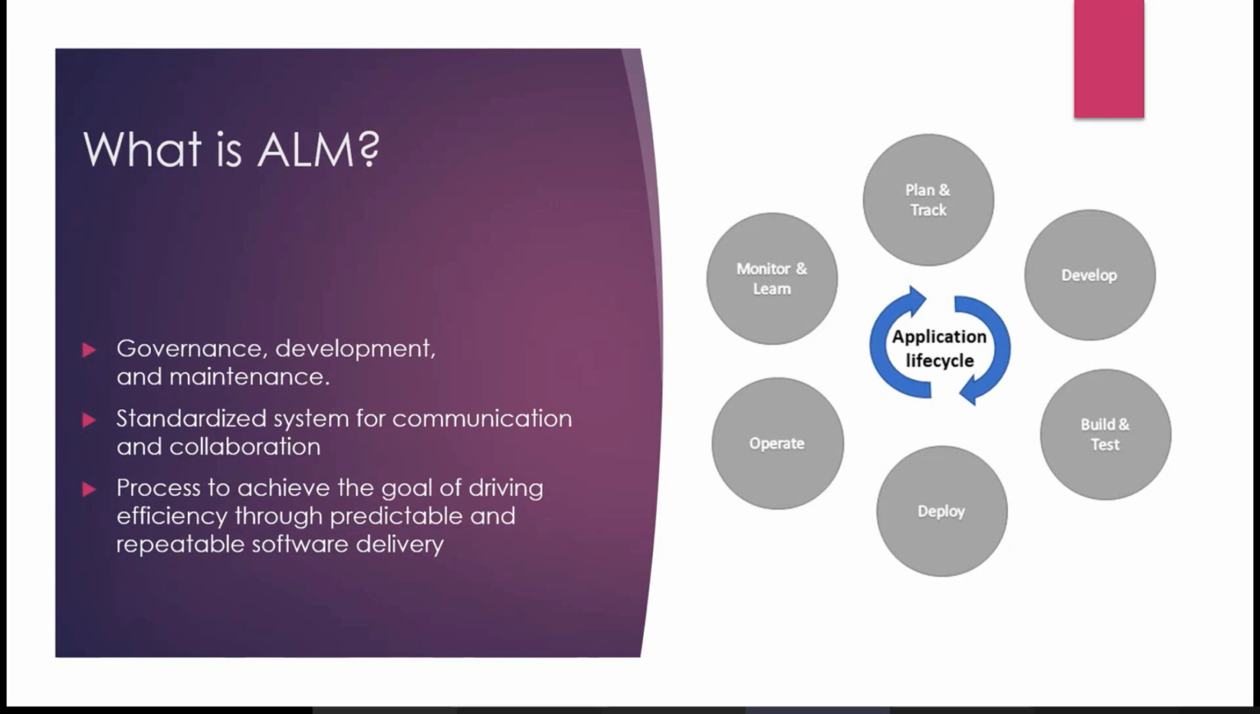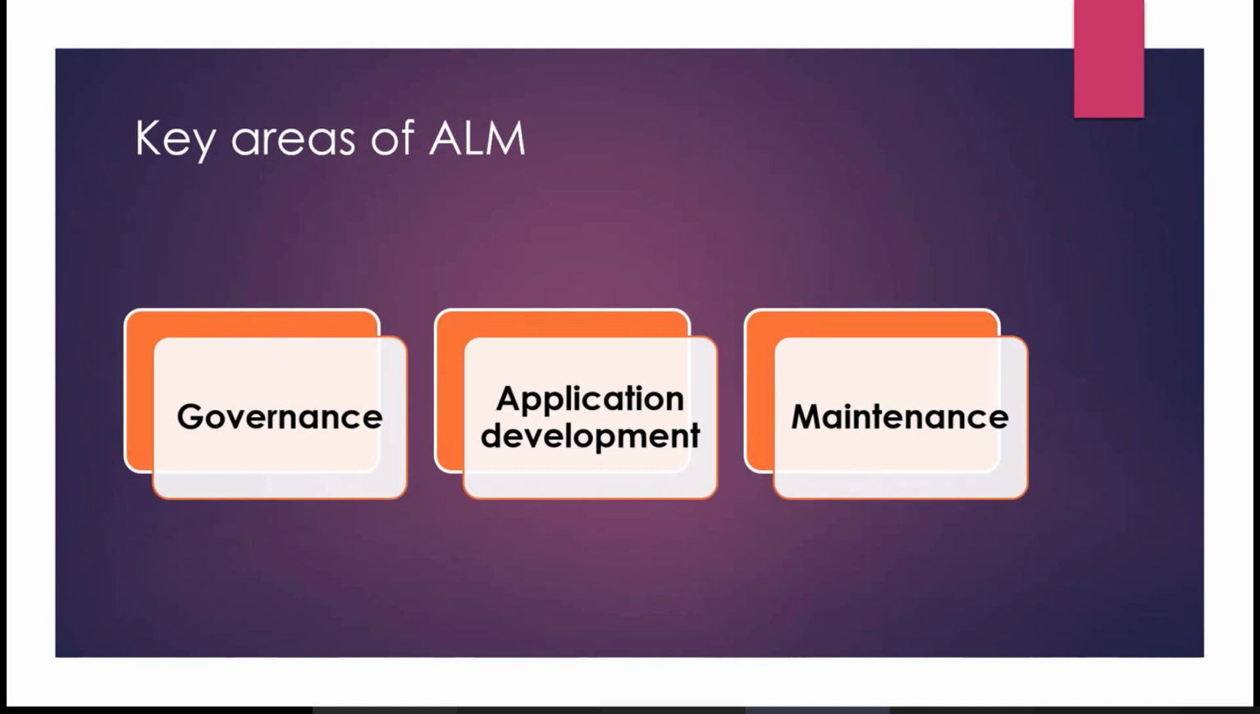The key areas of ALM are governance, application development, and maintenance. What does governance cover? Requirement gathering, resource management, data security, user access, change tracking, review, audit, deployment control, and rollback. Application development, as you know, is identifying the current problems, planning, designing, building, and testing the application. And maintenance includes the deployment of the app and the maintenance of the optional and dependent technologies.